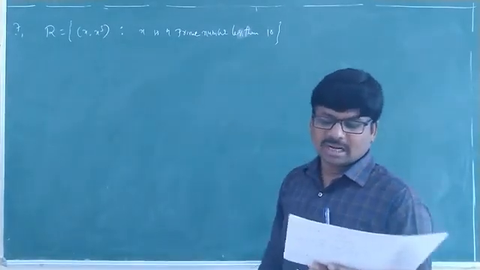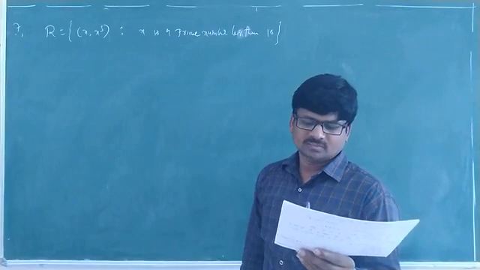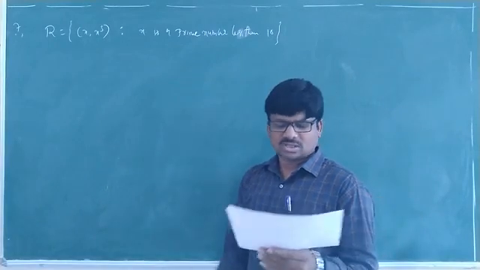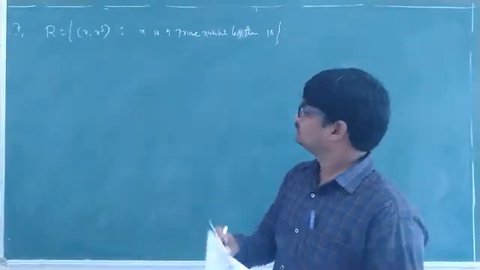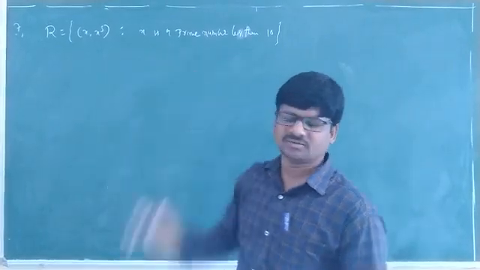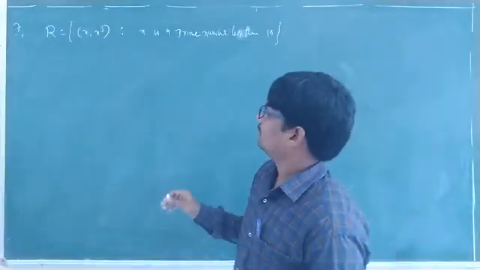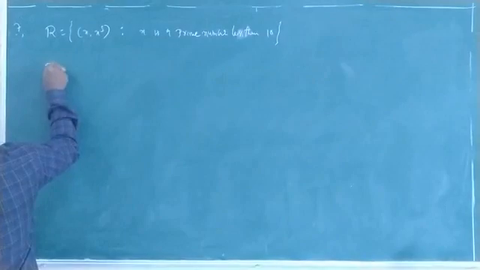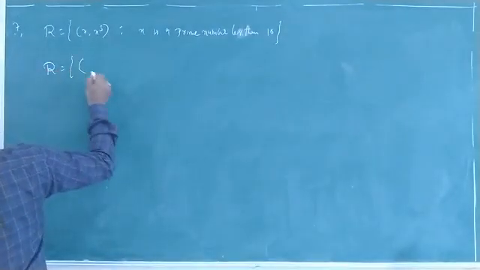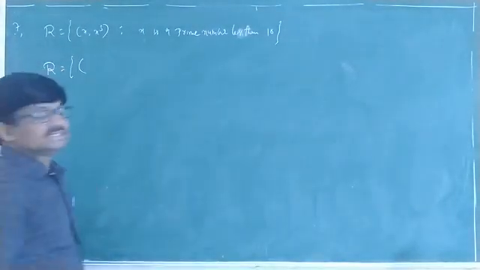X is a prime number less than 10 is given. He is asking to write the relation in roster form. So R is equal to, what is the x value here? X is a prime number less than 10.